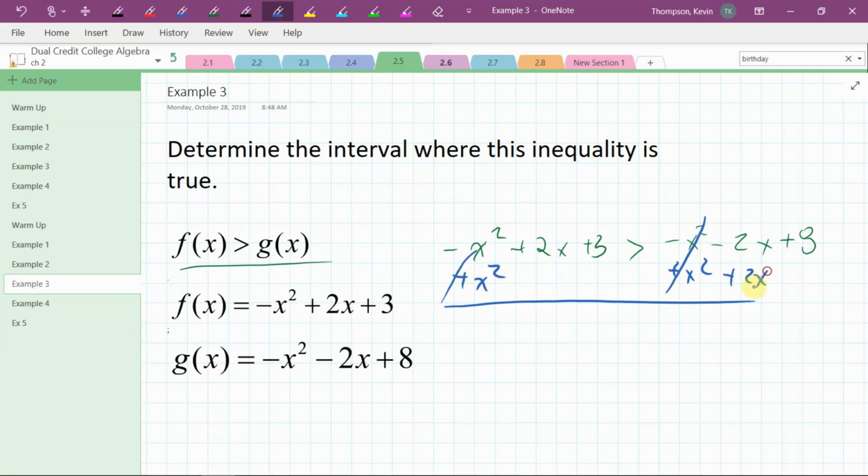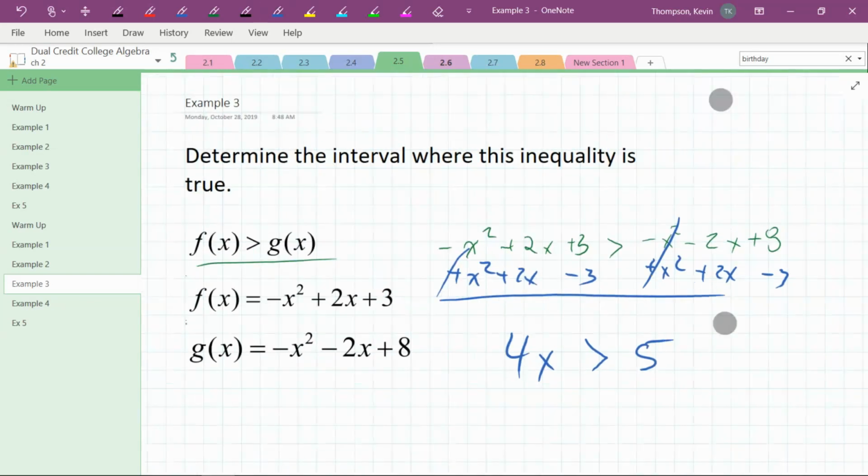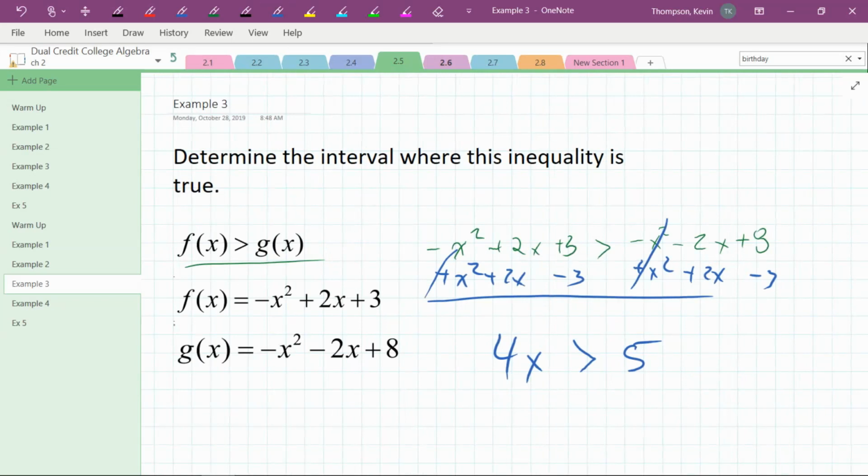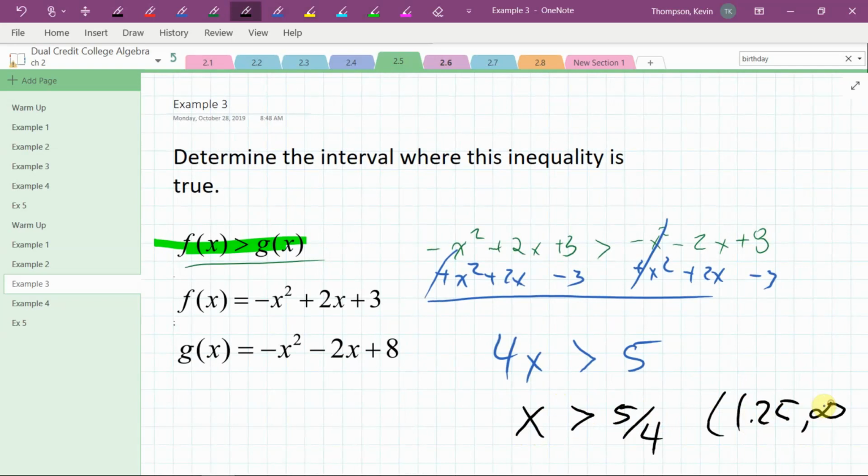Maybe I'll add this 2x to this side, minus 3 from this side, and when I finish, I get this: 4x greater than 5. And so really, if I want the solution, when I started with this statement, I'm asking what are the x values that make that true? If I look at this, do you notice that the solution says any x bigger than 5/4? So starting at 1.25 to infinity.